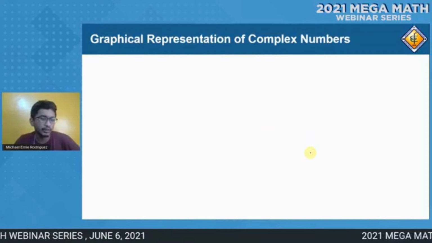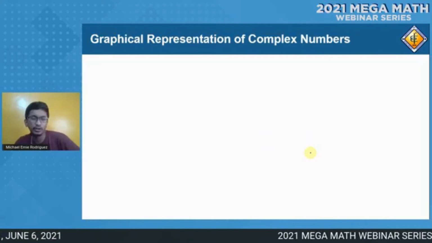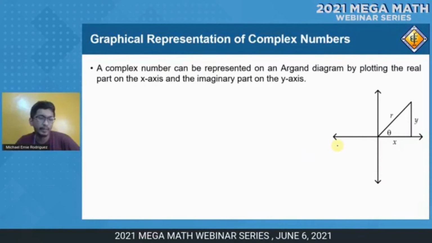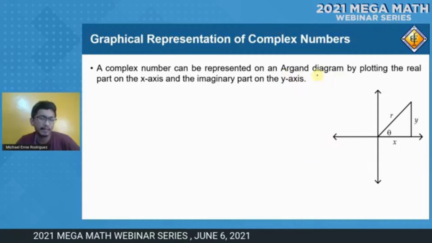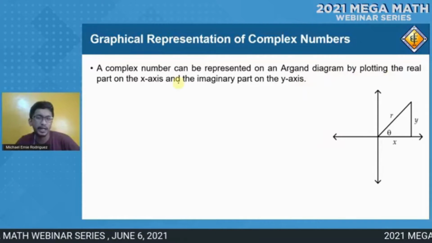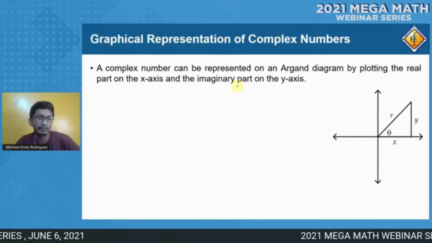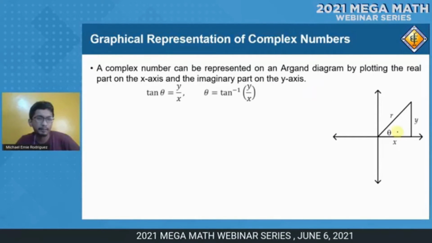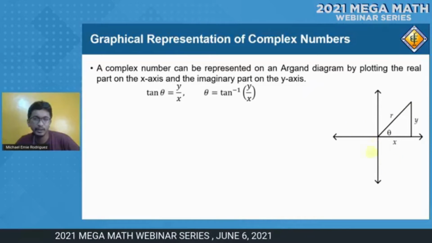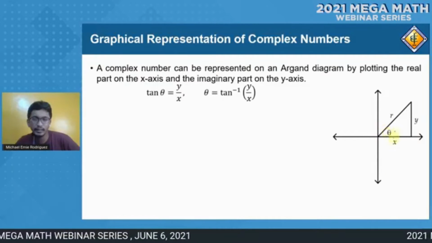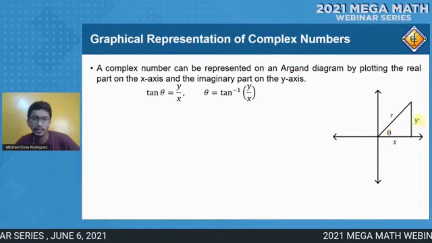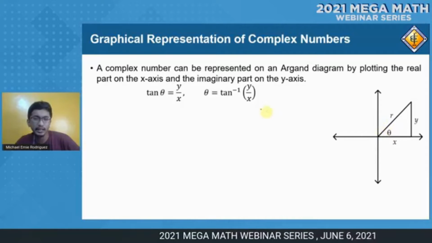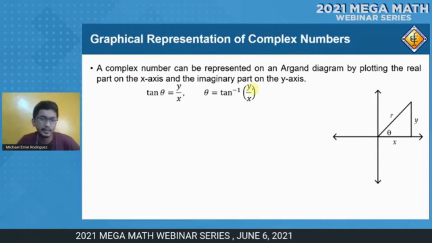So next, we proceed now to graphical representation ng complex numbers. So yung ating complex numbers can be represented in an Argand diagram, by plotting the real part on the x-axis and the imaginary part on the y-axis. And then, from the figure dito, we can solve for the tangent theta. So we have that is y over x. And we can solve for theta, that is arctangent of y over x.